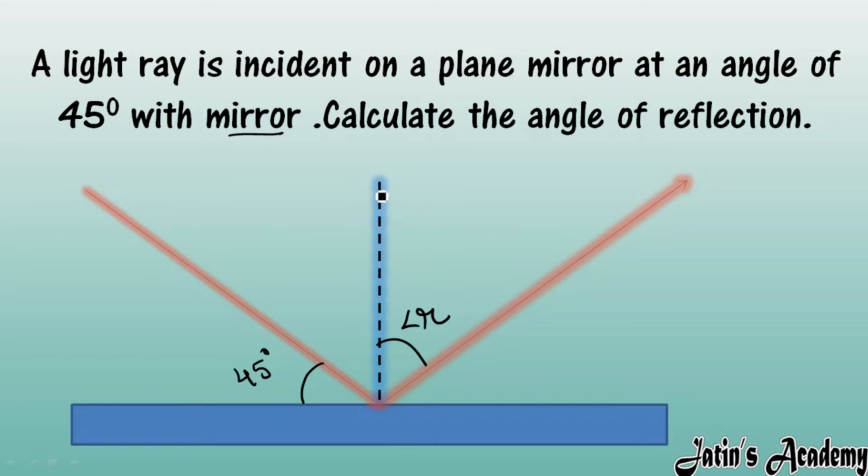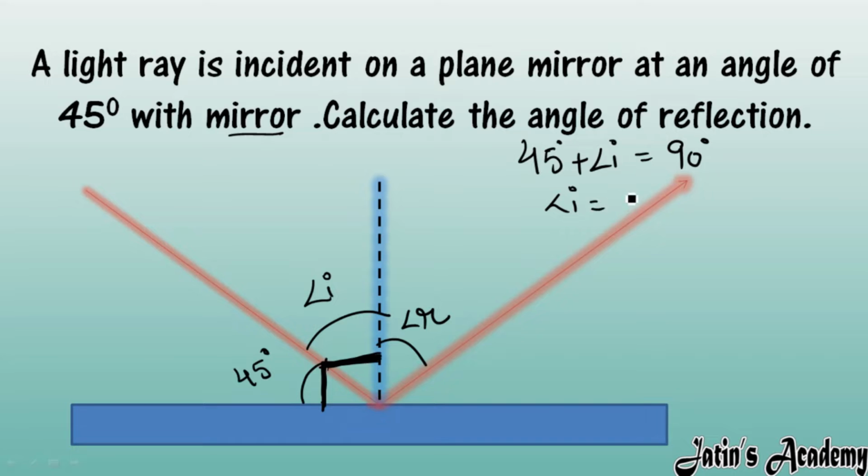As I already told, the normal is always making a 90 degree angle with a plane mirror. It is perpendicular to the plane mirror. Here a 90 degree angle is there. Here let it be angle I. So 45 degrees plus angle I, this full angle, is nothing but 90 degrees. Why? Because the normal is always making a 90 degree angle with the plane mirror. So angle I and this 45 degrees are equal to 90 degrees. So you can calculate angle I: 90 minus 45, so angle I is equal to 45 degrees.